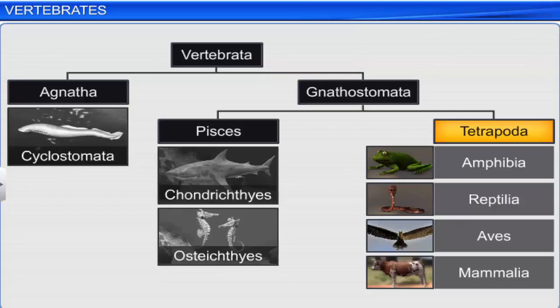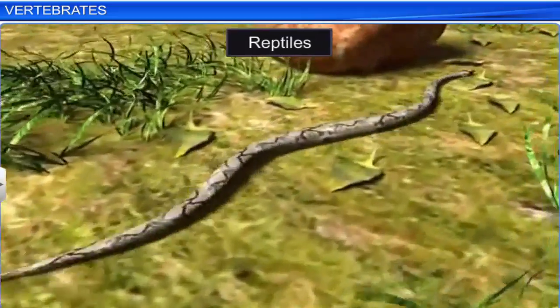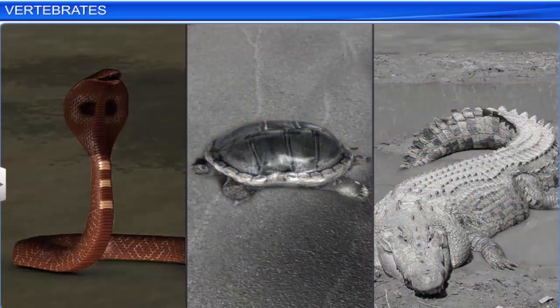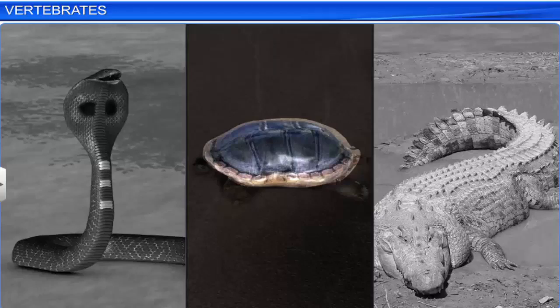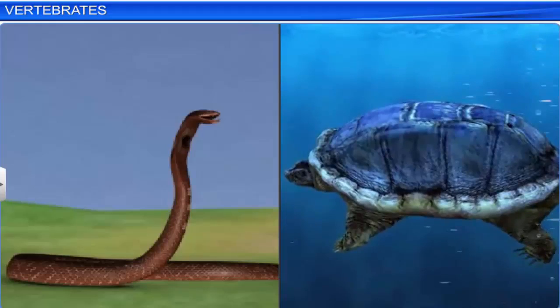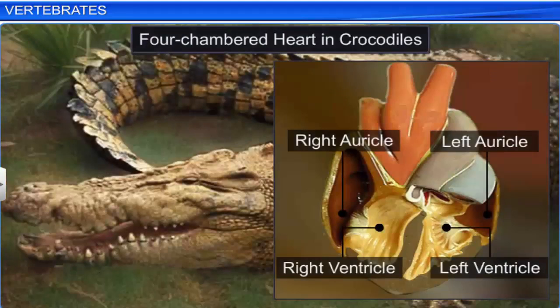The next class, Reptilia, includes animals that creep or crawl. Reptiles are largely terrestrial animals, and their body is covered by dry and cornified skin and epidermal scales or scutes. They have external ear openings, and the tympanum represents the ear. Except for snakes, reptiles have 2 pairs of limbs. Reptiles are cold-blooded and usually have a 3-chambered heart. However, crocodiles have a 4-chambered heart.